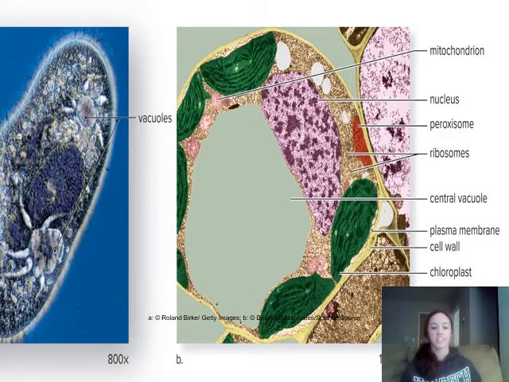So here you can see vacuoles within two different types of cells. Within a plant cell, the central vacuole is going to be pretty obvious, as it's just going to be a large clear circle found within the cell. And then within a protist, the vacuoles are going to be a little smaller, but they should still be pretty distinctive.